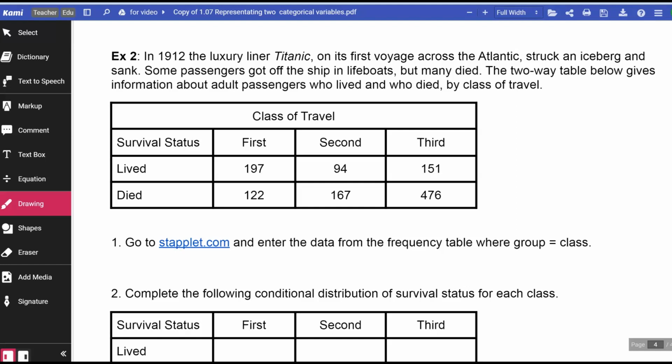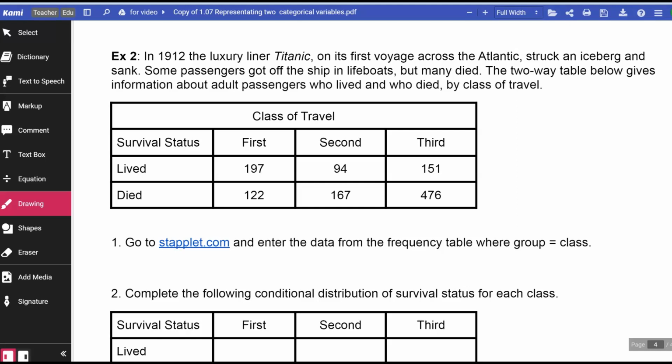In 1912, the luxury liner Titanic, on its first voyage across the Atlantic, struck an iceberg and sank. Some of the passengers got off the ship in lifeboats, but many died. The 2A table below gives information about adult passengers who lived and who died by class of travel.